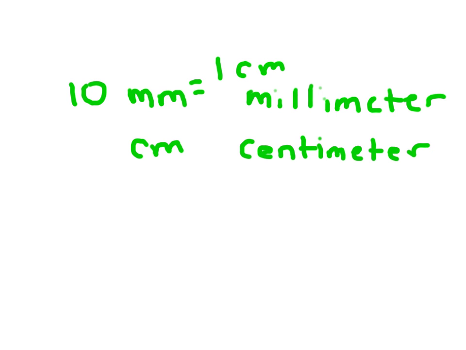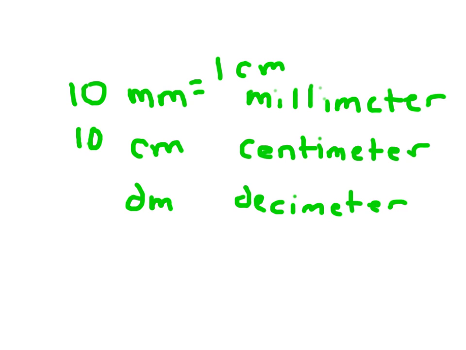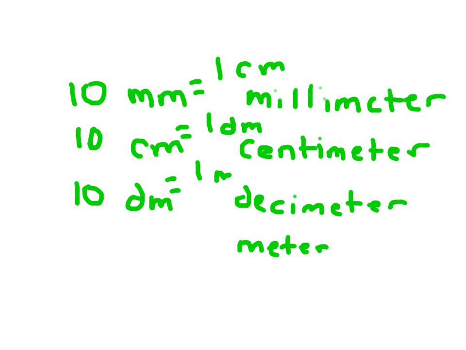Larger than the centimeter, we'll go ahead and talk about the decimeter, which will be abbreviated dm. And another relationship to remember, 10 centimeters equals 1 decimeter. Larger than a decimeter, we will talk about meters. And in fact, 10 decimeters equals 1 meter.